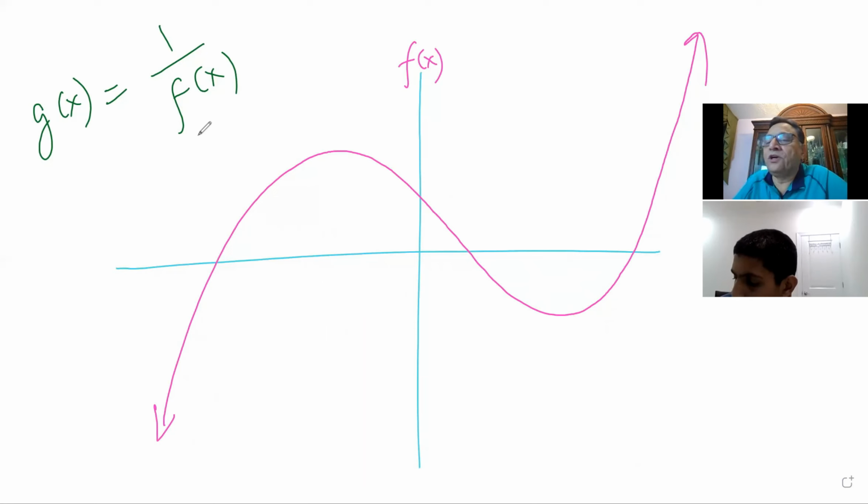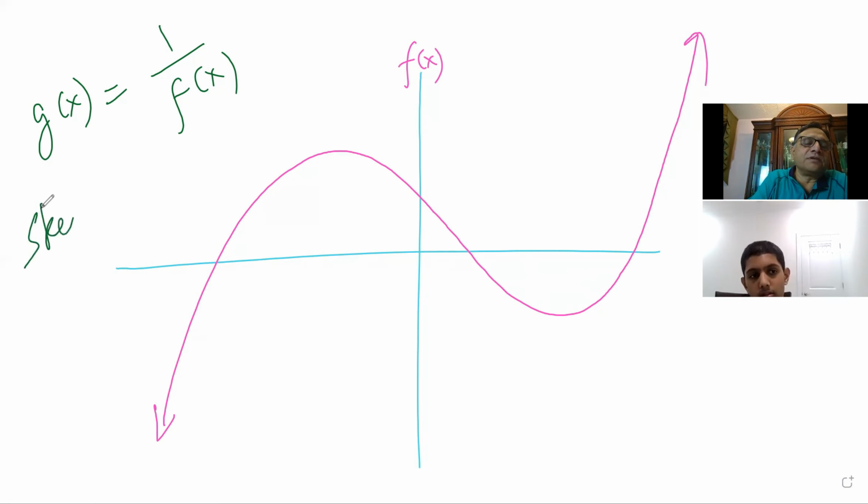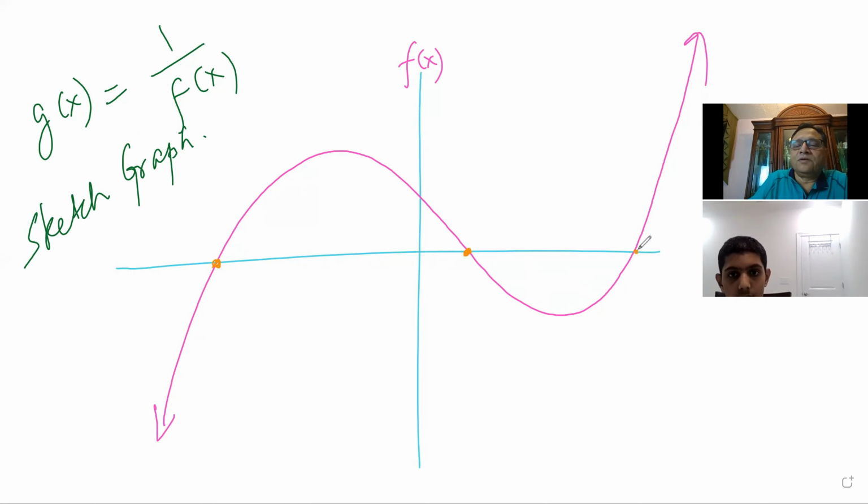f of x is a polynomial. We see a smooth curve there. Perfect. Tell me, how will you sketch the graph? Mark the zeros. Very good. I love that. Mark the zeros. Perfect. Mark zeros. Then what? And then you find, like, a local maximum.